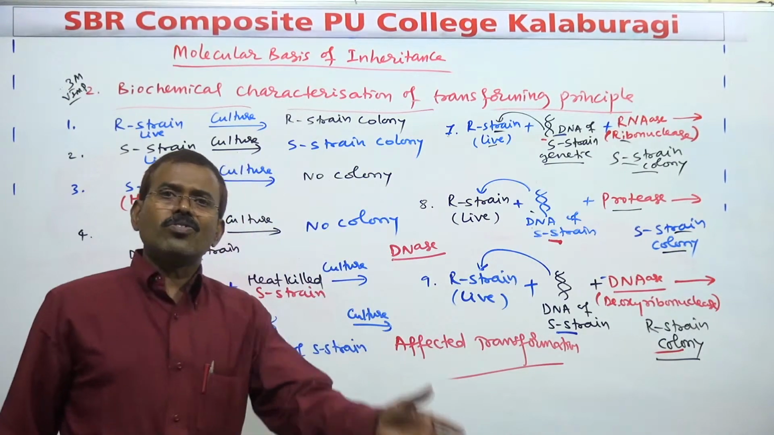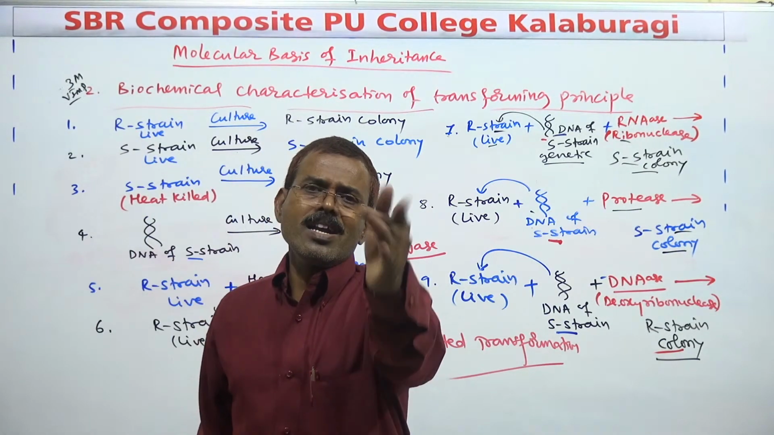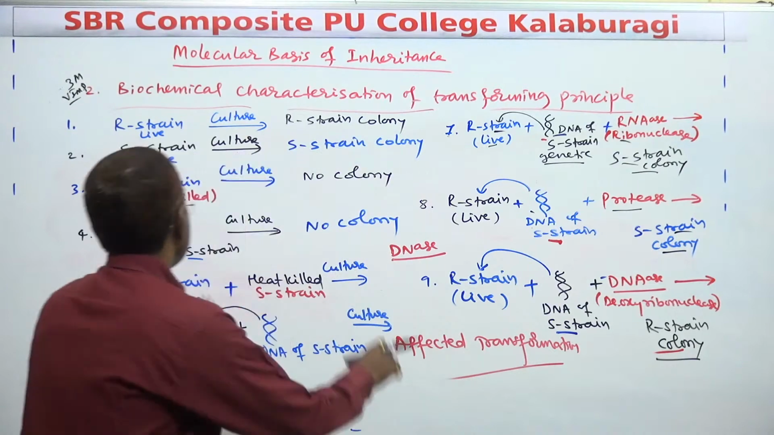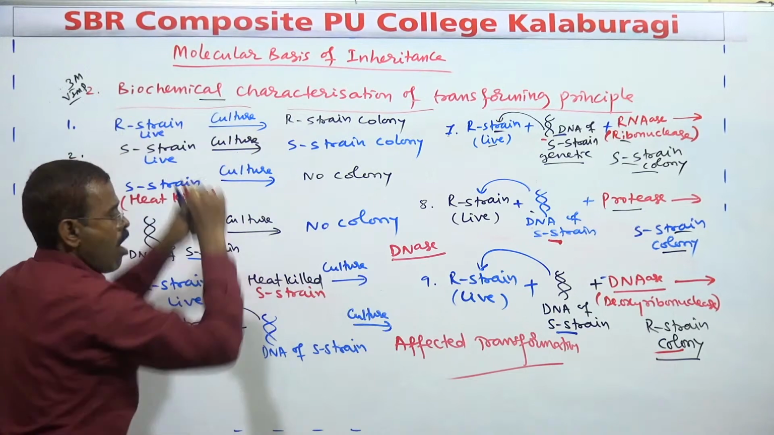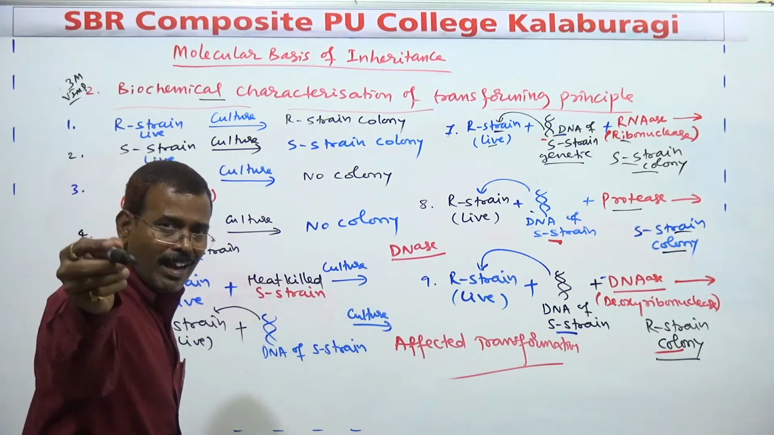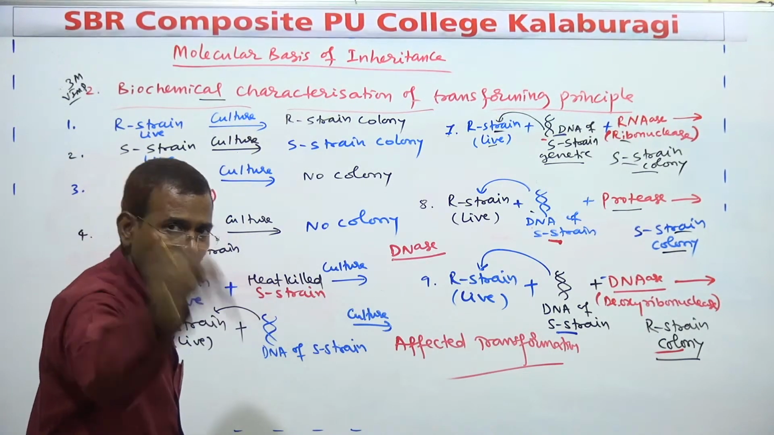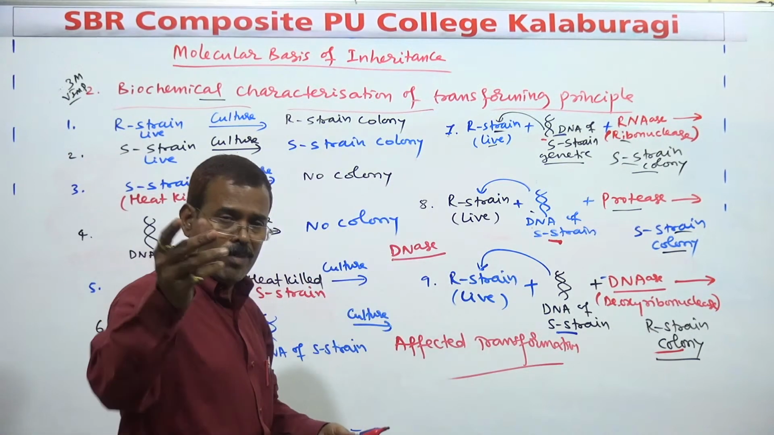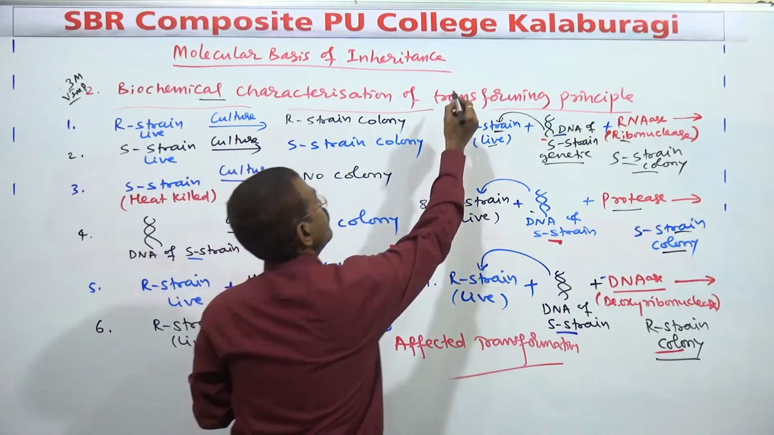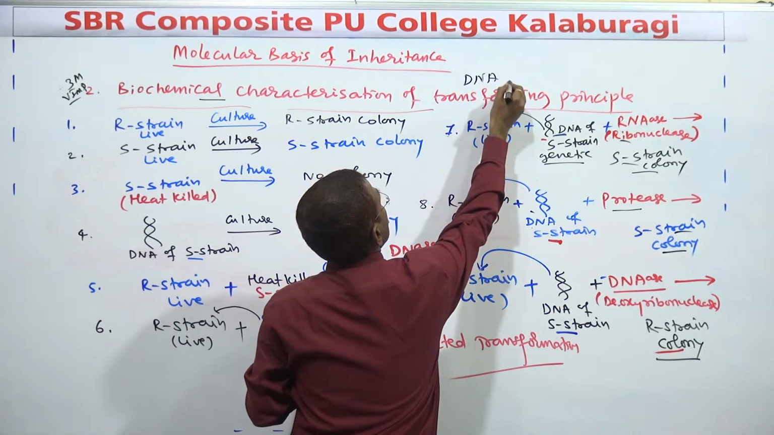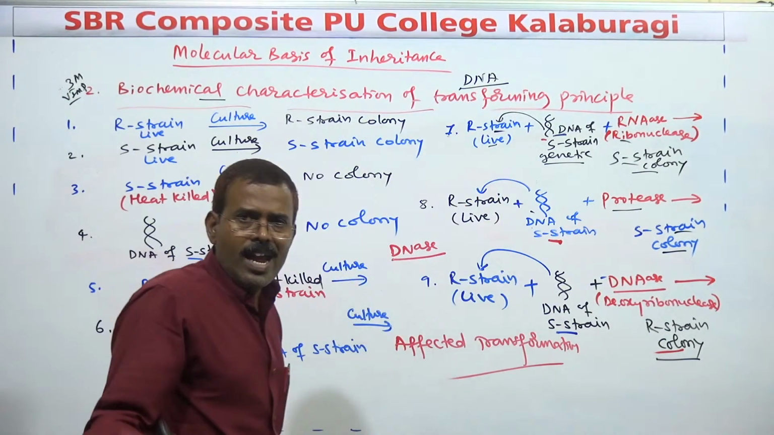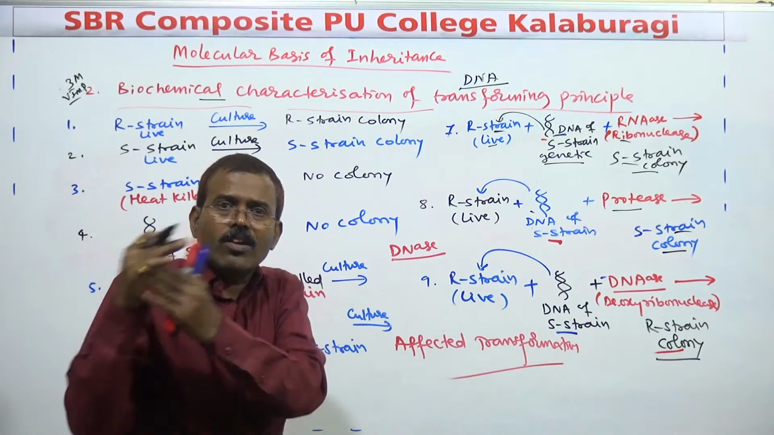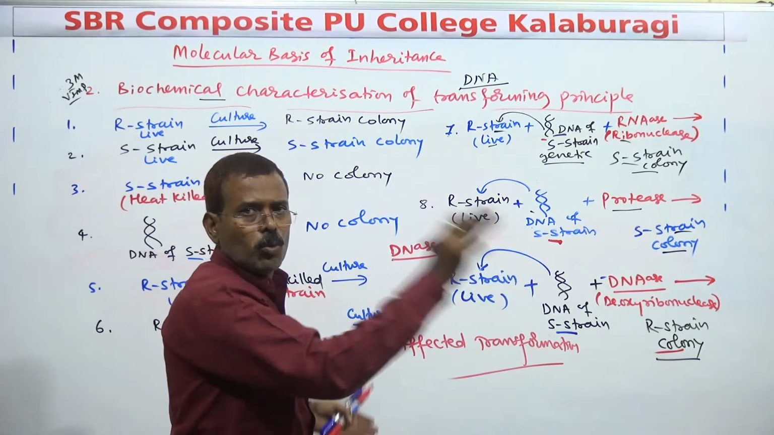So this confirmed undoubtedly the biochemical nature of the transforming principle. So what is the biochemical nature of the transforming principle? It is DNA. DNA is bringing the transformation of rough strain into smooth strain.